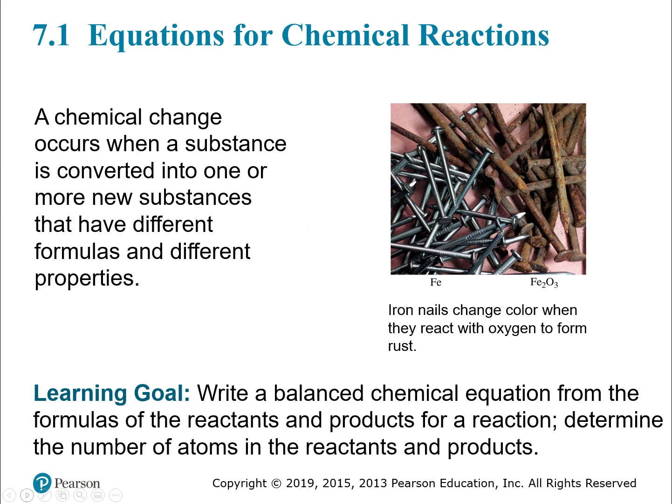In the first section, we're looking at the equations for chemical reactions. We'll remind you of a chemical change. Remember that a chemical change occurs when a substance is converted into one or more new substances. Those new substances have to have a different chemical formula and different properties. We're going to work on balancing equations, and we're also going to identify the number of atoms in the reactants and the products.